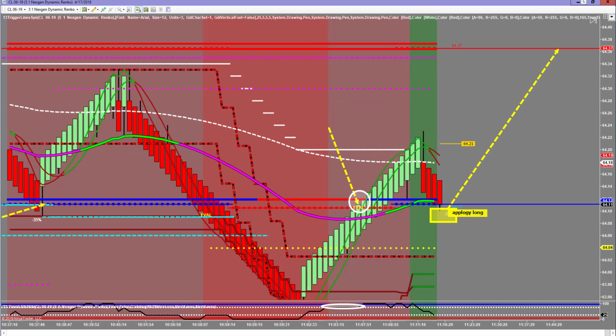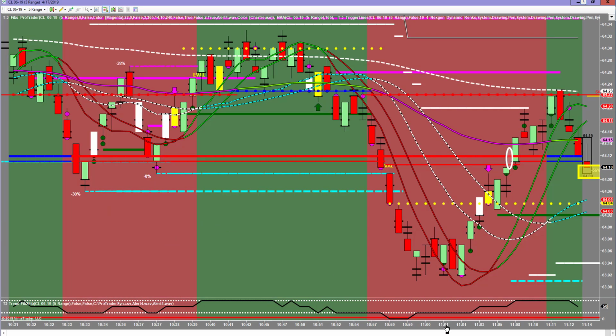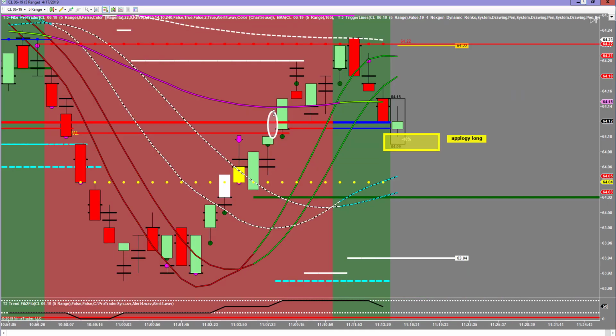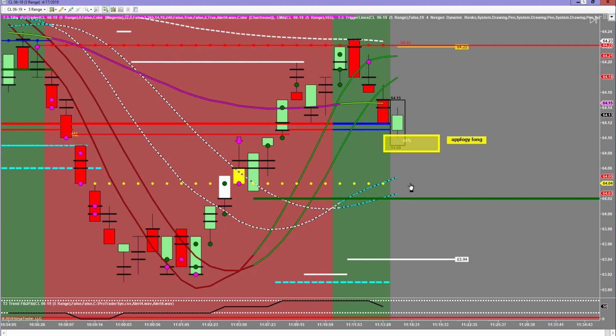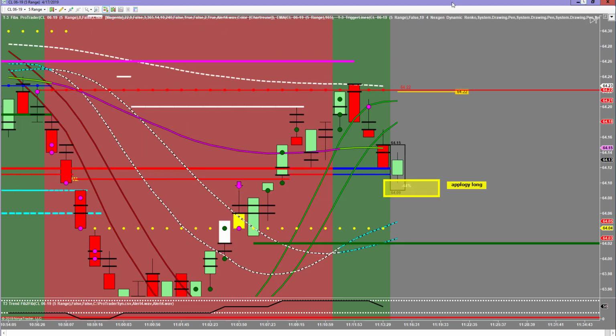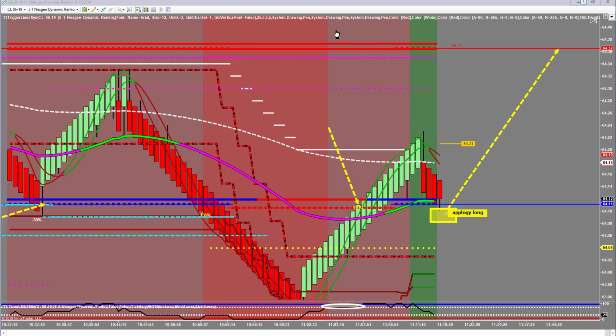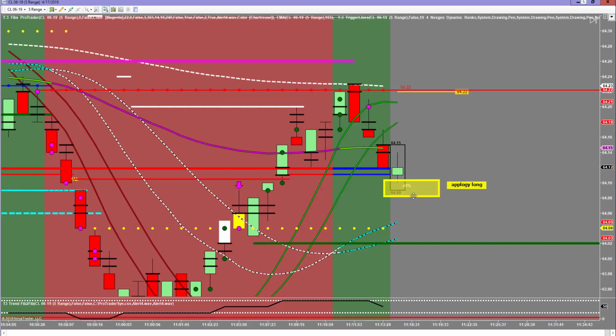Can you guys see that? And again, let's get some entry timing down here. And maybe they do, maybe they don't. They might go a little lower. I don't want to confuse anybody.